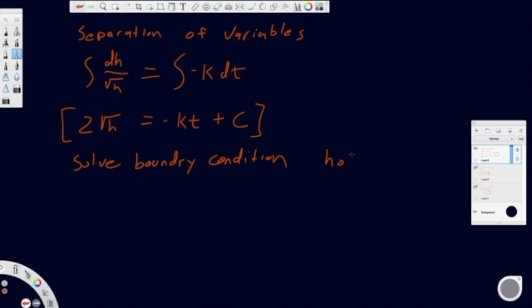Where we have h naught at t naught, right? Okay, so basically we're going to have 2 square roots of h equals negative kt plus c. Well, because t is 0, this completely drops out, and we're done. We solved for c. We're great. We're amazing. Okay, so c is 2 square roots of h naught. If we plug that back in as c, and then just rewrite the equation, we're going to have h equals h naught, right?